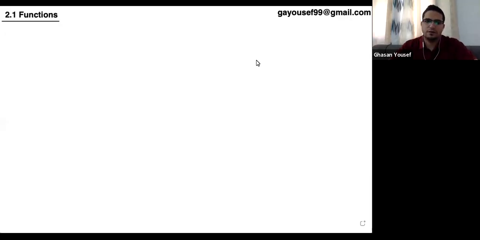Hello everyone, today we're going over 2.1 functions. Do you know what is the meaning of function? Anyone has the idea for functions?